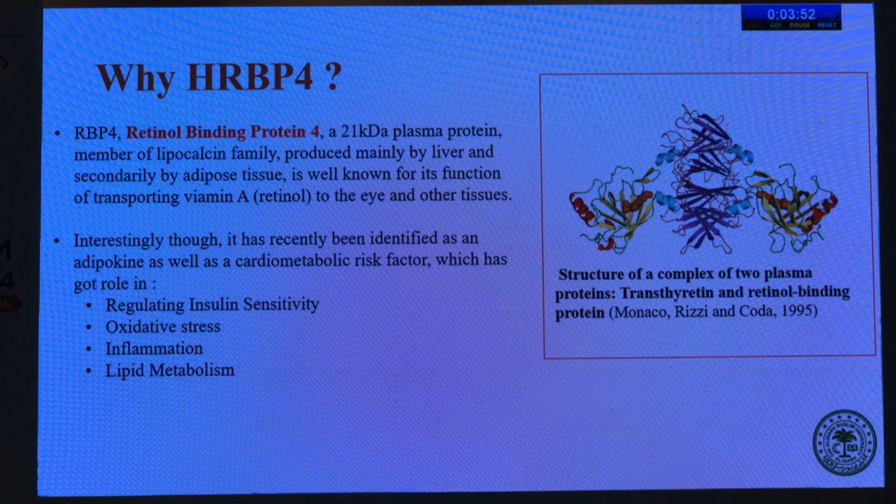Now, why HRBP4 and what is it exactly? The retinol binding protein 4 is a 21 kilodalton plasma protein which is a member of the lipocalin family, and it has the main role of transporting vitamin A or retinol to the eye and other tissues. But interestingly, it has recently been identified as a cardiometabolic risk factor, which is also responsible for regulating insulin sensitivity, oxidative stress, inflammation, and lipid metabolism. Here's the structure of the RBP4 protein.